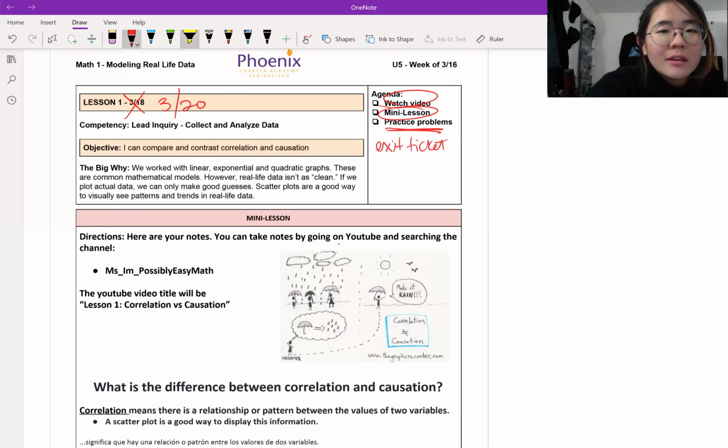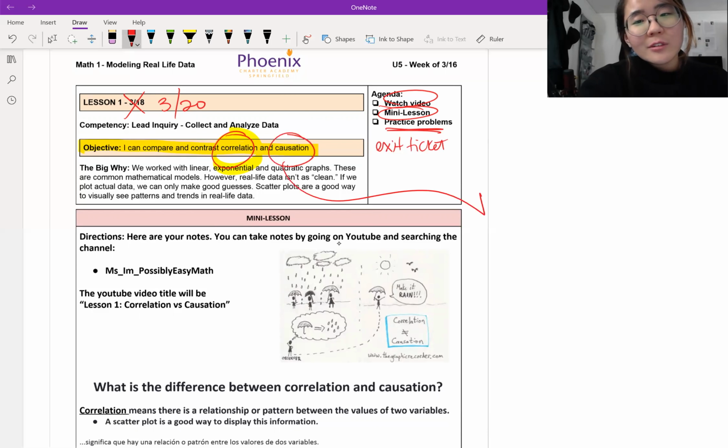Now, our objective for today, and please read along with me, is I can compare and contrast correlation and causation. All right, so those are our two words that we're going to be focusing on today in relation to our previous lessons on the scatter plot.